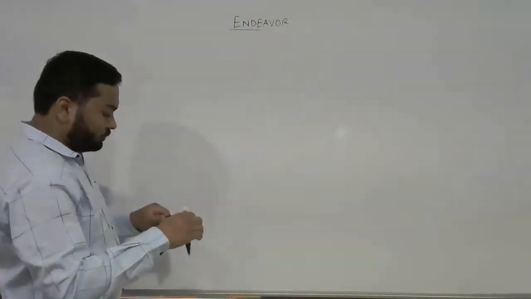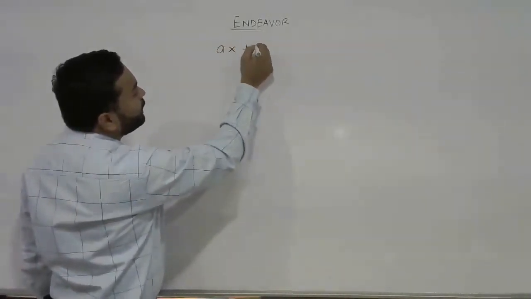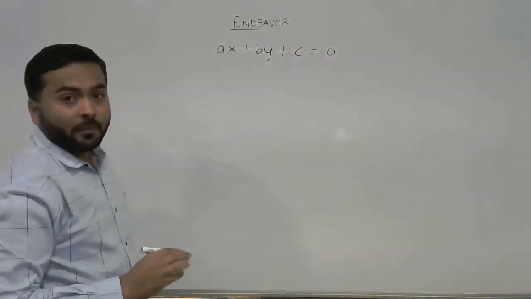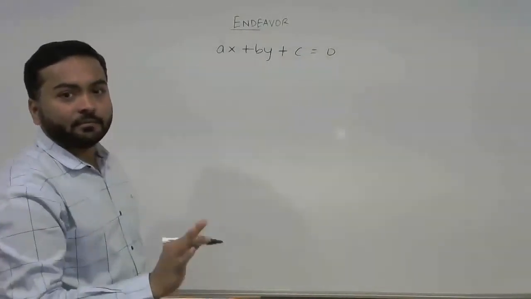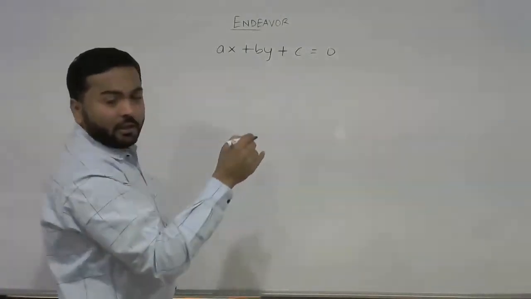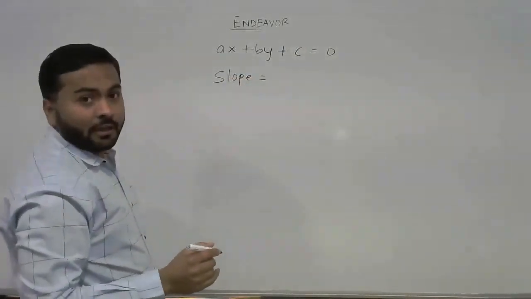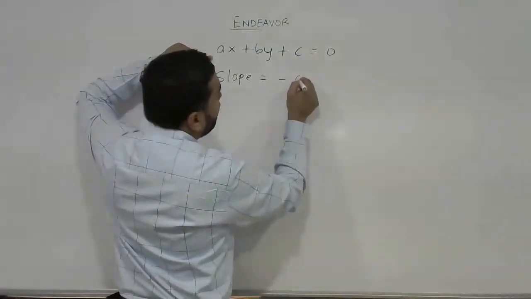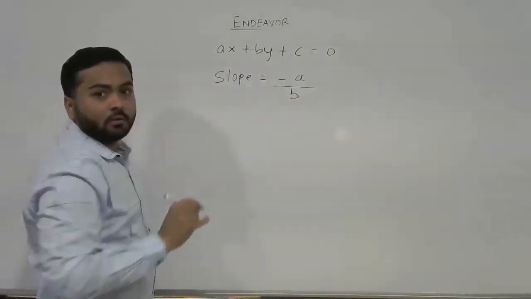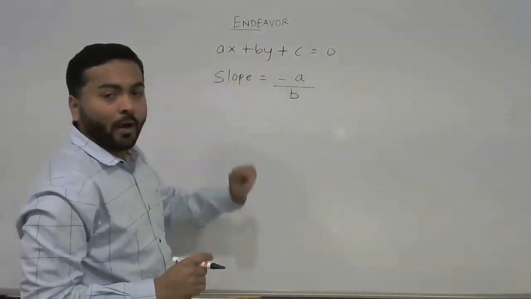So now, ax + by + c = 0. What is this? This is nothing but the general equation of a straight line. Here, the slope of a line is nothing but minus of the x coefficient upon the y coefficient. Not the coordinate, the coefficient. Minus of the x coefficient upon the y coefficient.